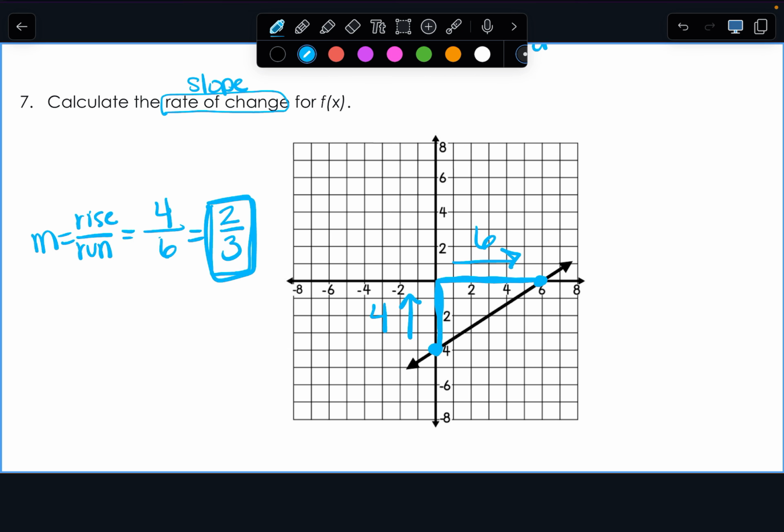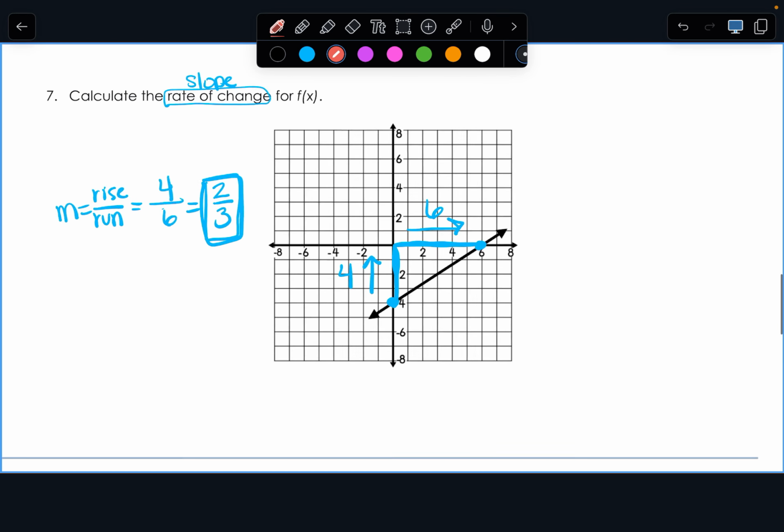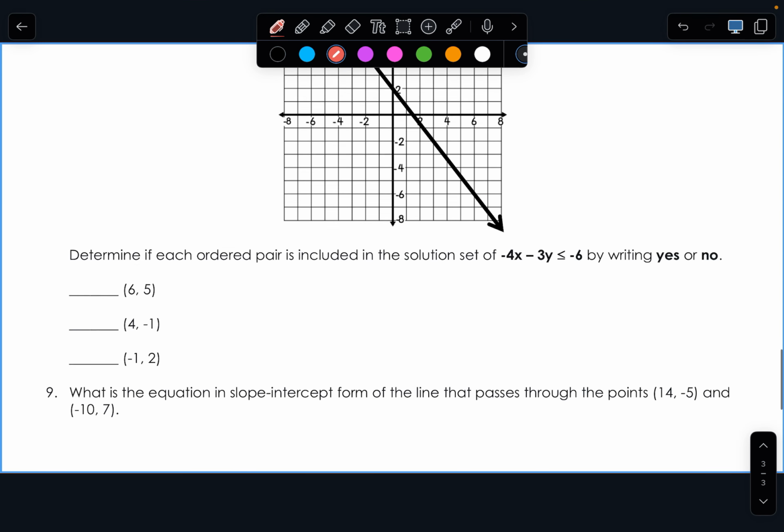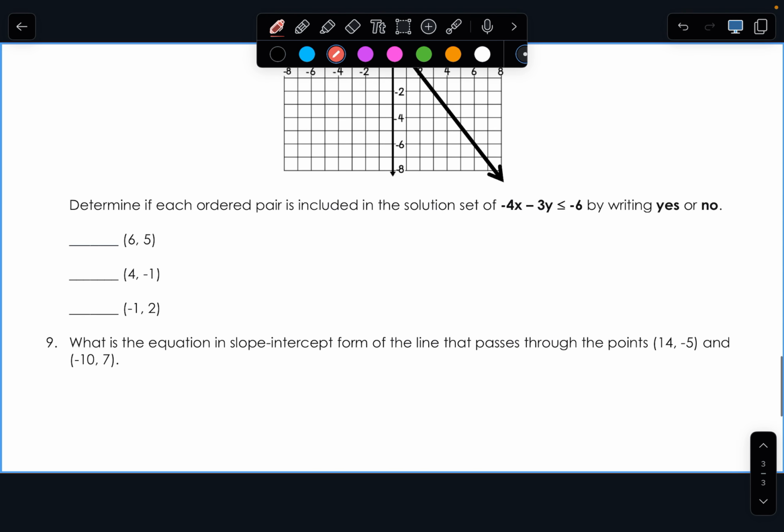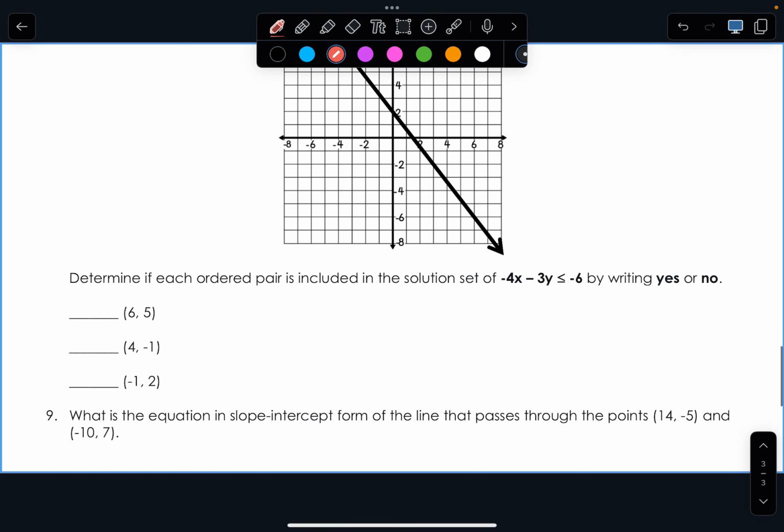Number 8. Almost done. They want you to graph the equation shown on the coordinate grid. Oh, that's the graph. Determine if each ordered pair is in the solution set. How do we know when ordered pairs are in the solution set? It's on the line. What line? Very specific, the solid line. It has to be on a solid line or in the shaded area.